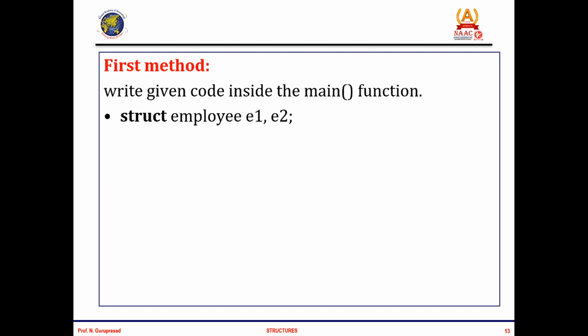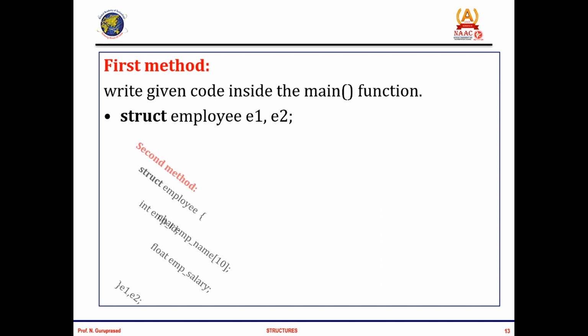Be careful, E1 and E2 are actually structure variables which are used to access the values stored in the structure. Please understand, I'm not making a statement that E1 and E2 are variables which belong to integer data type or float data type or anything of that category. E1 and E2 have a special meaning here. They are called structure variables which are used to access the values stored in the structure.